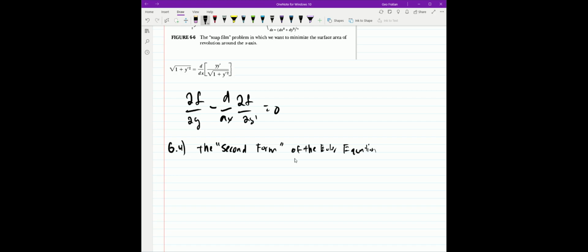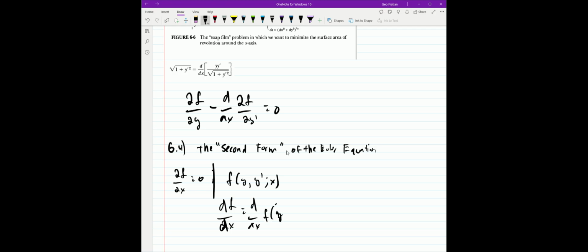We can derive this equation from Euler's equation. It's convenient in some cases to do so, for functions that don't explicitly depend on x, in other words, where del f del x is equal to 0. We first note that for any function f of y, y prime, x, when we take df dx, those are not partials, that's just d dx of f of y, y prime, x, applying chain rule, we get del f del y dy dx, plus del f del y prime dy prime over dx, plus del f del x.